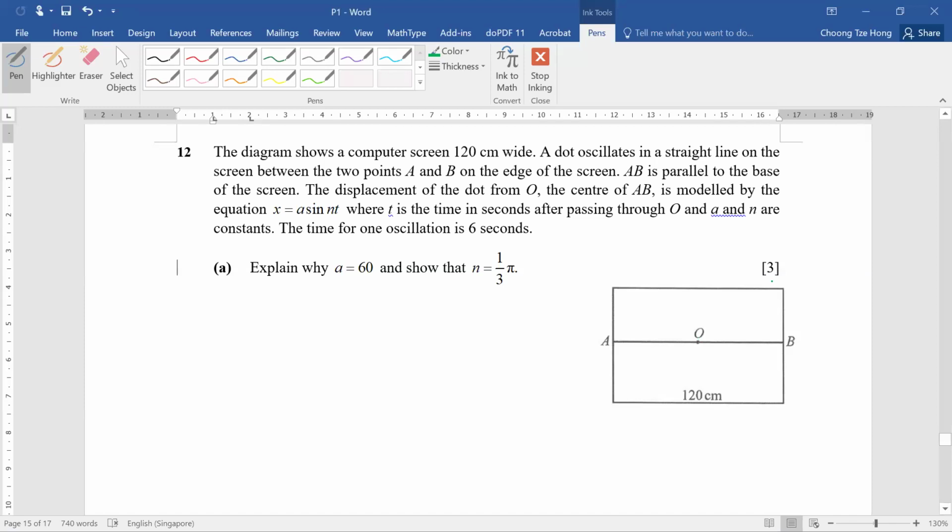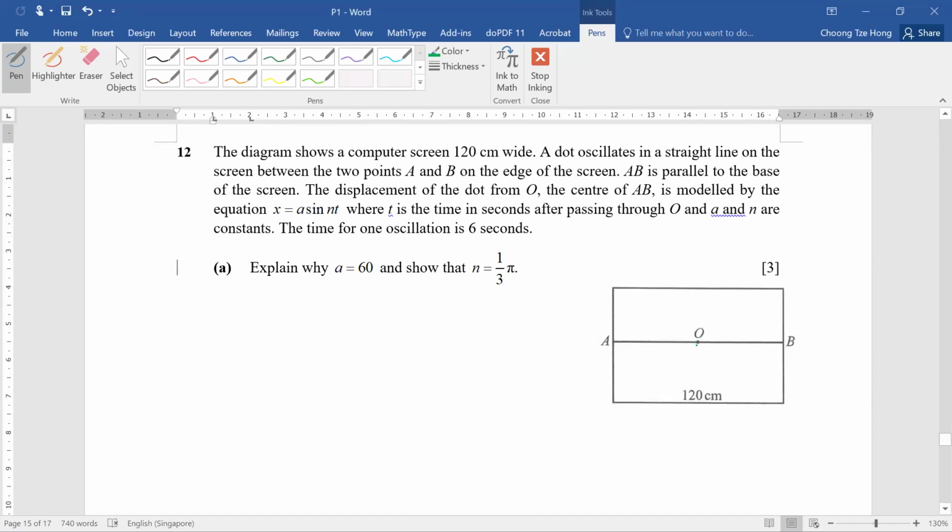So the diagram shows a computer screen. It is 120 cm wide. A dot oscillates in a straight line on the screen between 2 points A and B on the edge of the screen. So over here you have a particular dot. Let's say it starts at O.